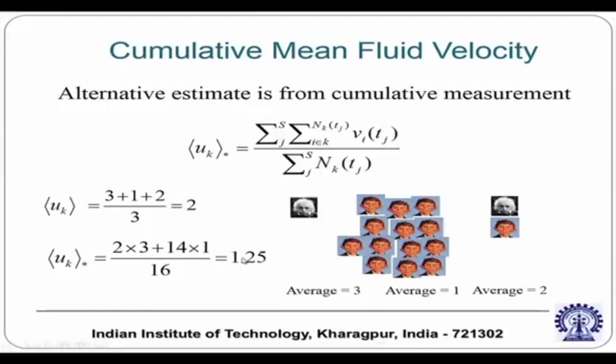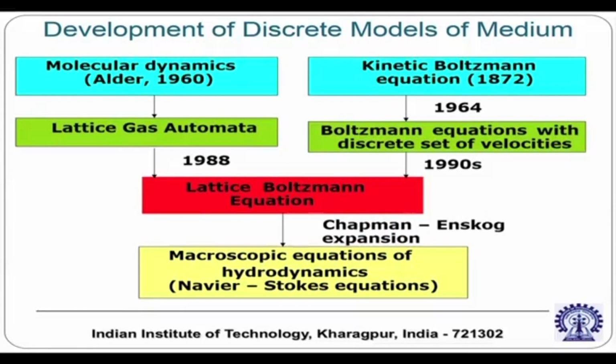So you can see that with the same concept, if you apply it for measuring fluid velocities based on statistical processing of particle velocities, there can be discrepancies, and we will see that this kind of discrepancy is because of wrong choice of the sample data, where there is extreme bias between the size of the sample and the number of entities in a sample. So with this little bit of background, we will enter into a more serious note, that is development of discrete models of medium.